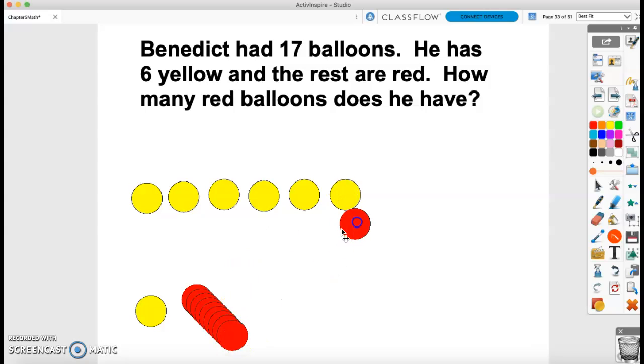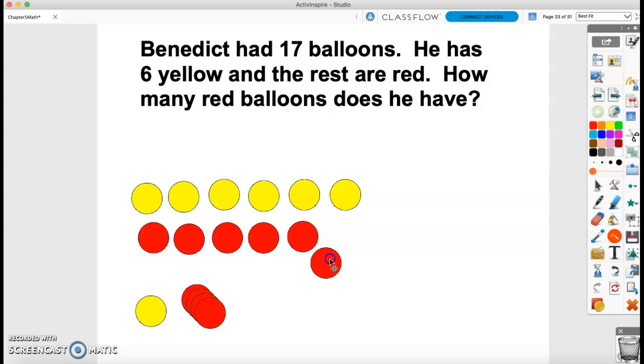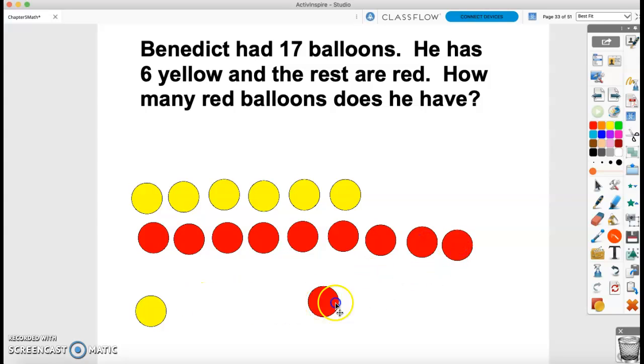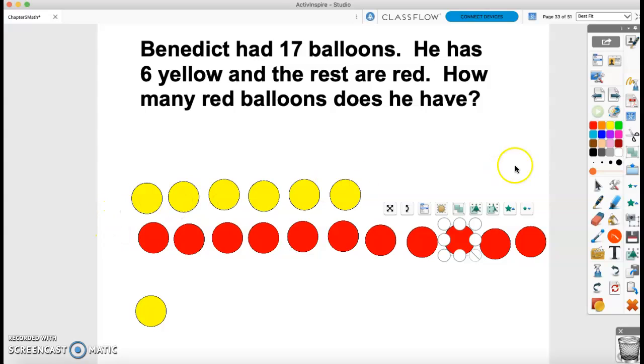So 6, 7, 8, 9, 10, 11, 12, 13, 14, 15, 16, 17. All right, so I know that would be my picture. So if I wanted to label my picture, I would say that he has yellow balloons. So I'll put Y for yellow and R for red.